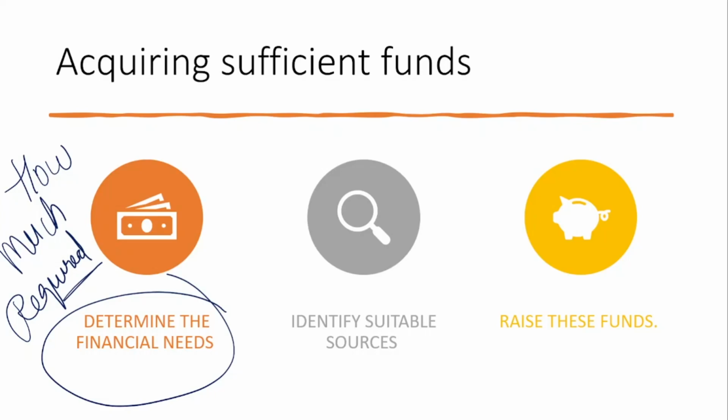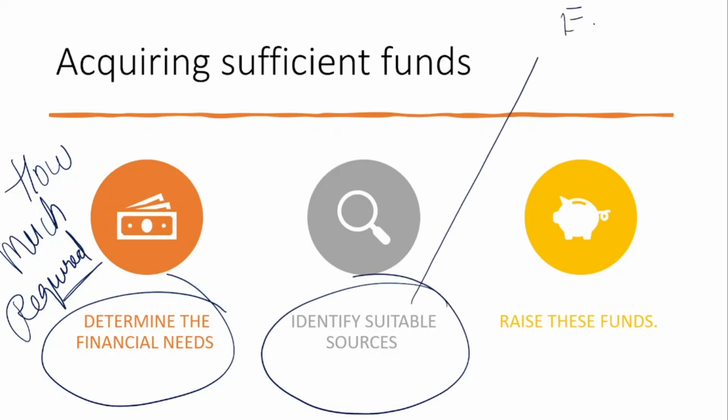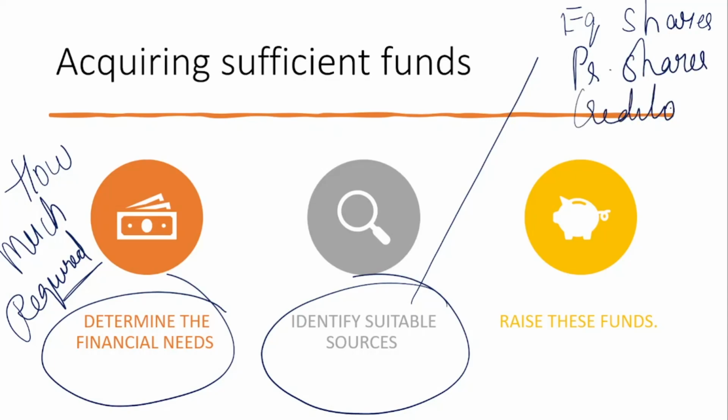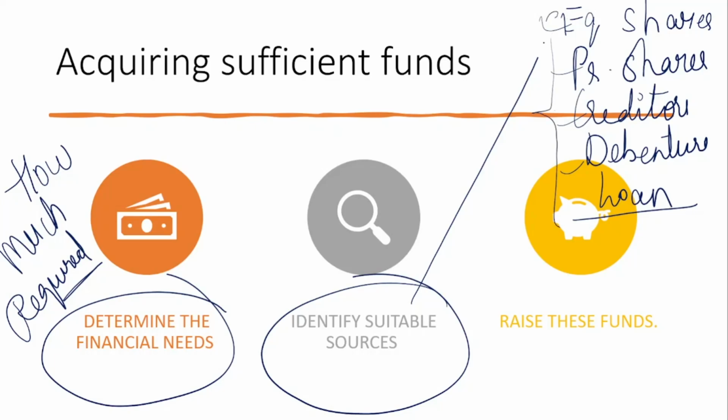After determining, we need to identify the suitable sources. The first one is equity shares; we can raise the funds using equity shares. The second is preference shares. Then we have creditors, then debentures, then we can get a loan from a bank. There are many ways. Among these many options we need to choose suitable sources which will not cost much for the company.